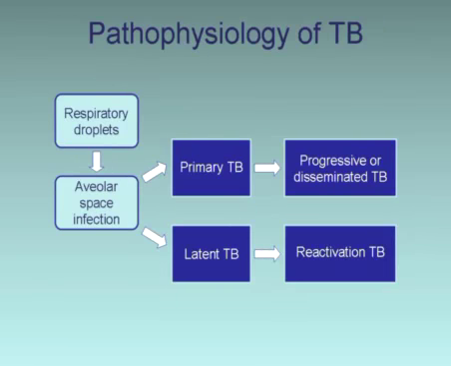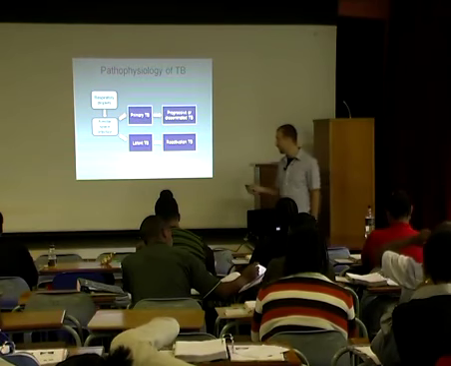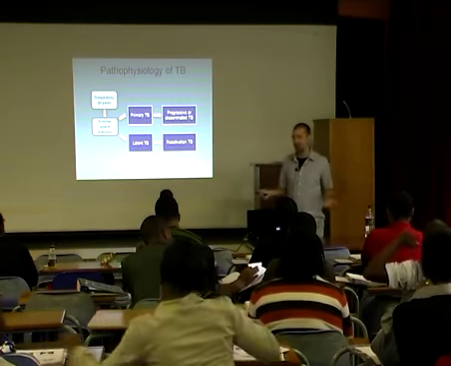So this is a graphic just representing that. Respiratory droplets of TB, they're breathed in, they go into the lung. You either have primary TB infection, get sick right away, or you have latent TB infection. Your immune system is controlling it. If you have primary TB, you can have progressive or disseminated TB. If you have latent TB, you might never get sick in your whole lifetime.